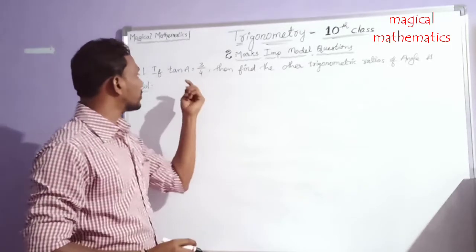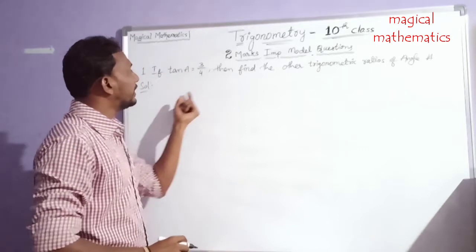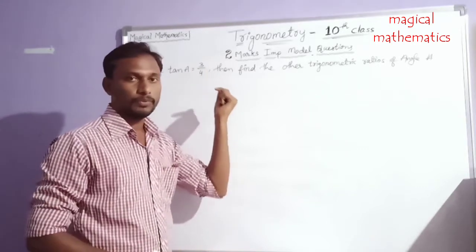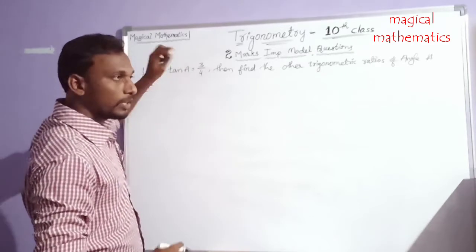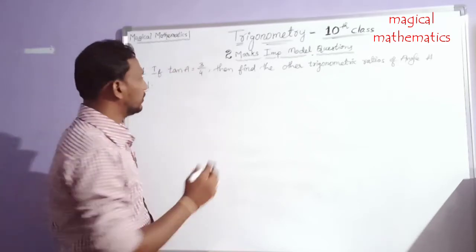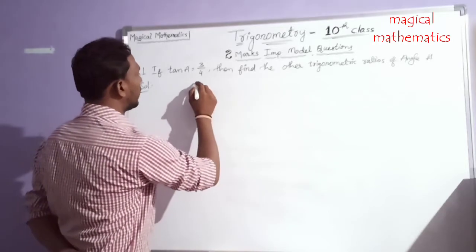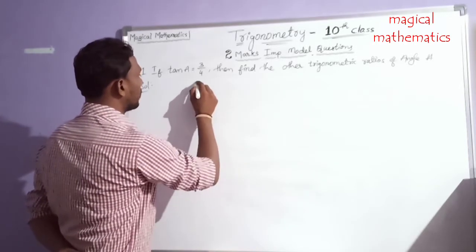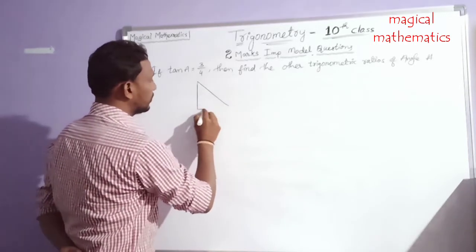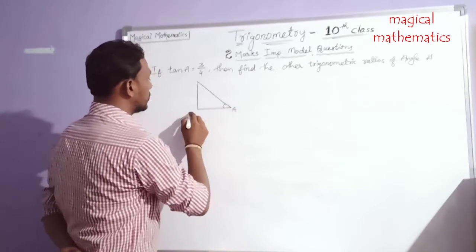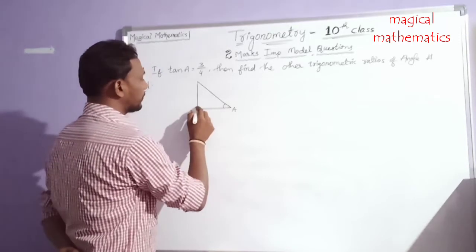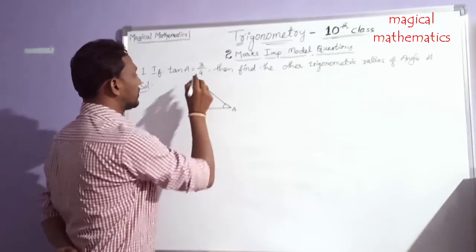Once observe here the question. What is given? tan A is equal to 3 by 4. So first of all the angle is given, A. So first of all observe one triangle. Let us consider one right angle triangle here. Okay. So angle A I am considering here, right angle at letter B and here C.